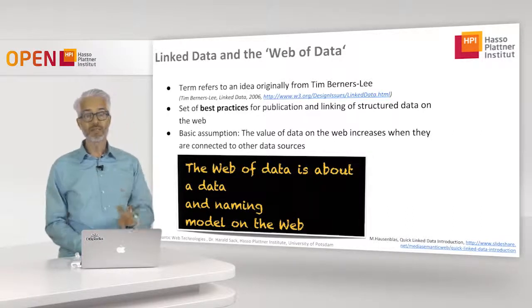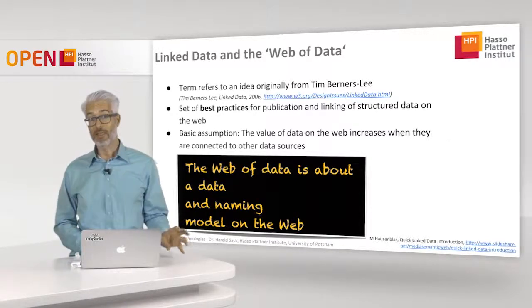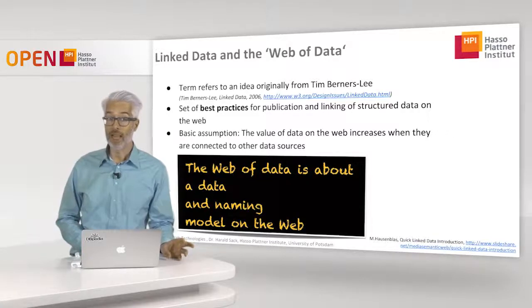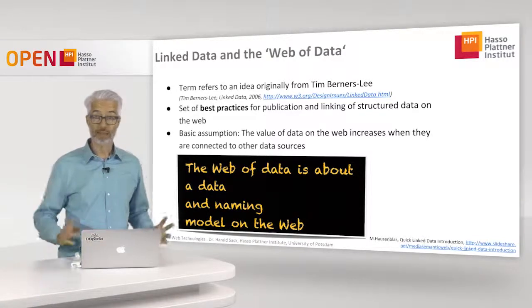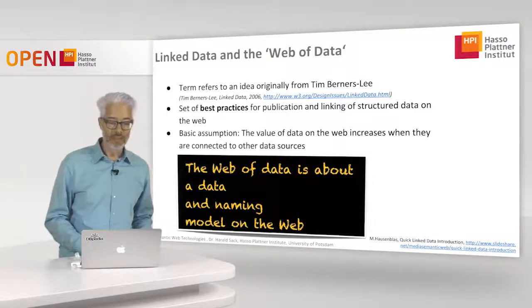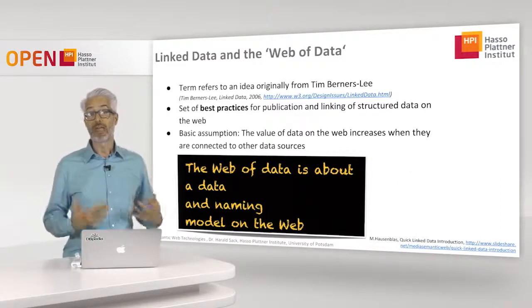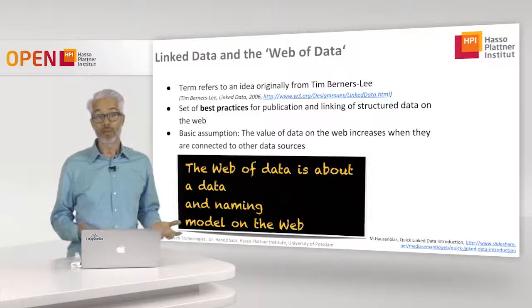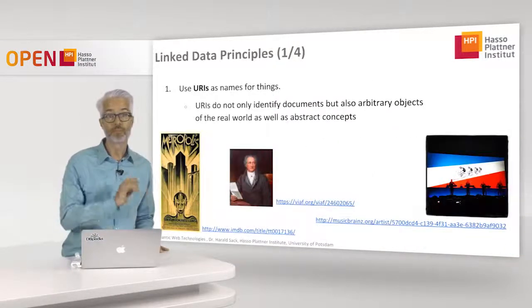So the basic assumption of data on the web usually is that the value of this data increases when they are connected to other data sources, because they emphasize each other, they relate to each other, and therefore the value also increases. So the web of data is about data, of course, and a naming model that you use on the web. And into this we want to look deeper now.